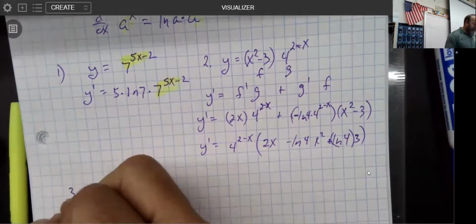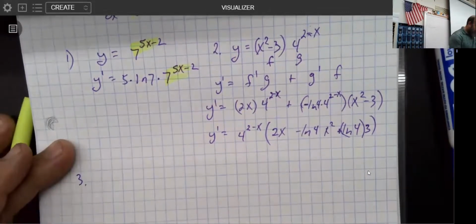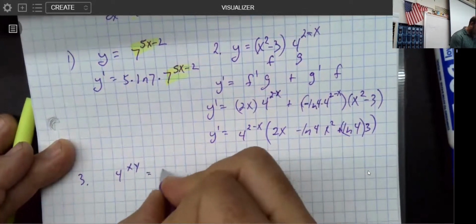So number 3, let's go ahead and make one just a little bit tougher. If we had 4 and we wanted to raise that to the power 2x squared.